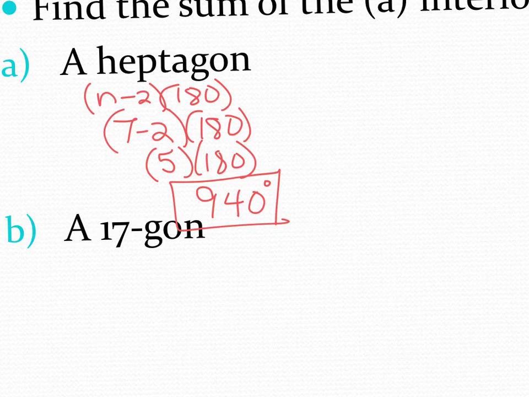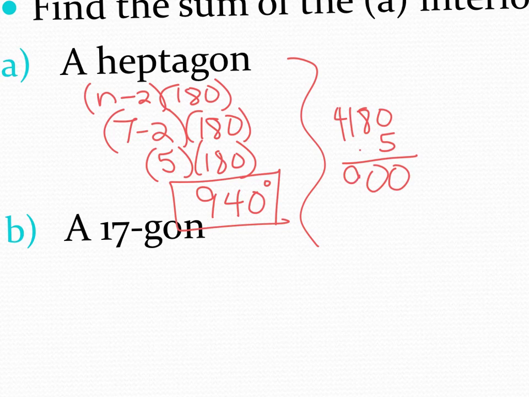Now B says find the sum of the exterior. Did I do that wrong? 180, I just probably, yep. Oh, that would help if I did the right thing. Hang on. Here we go. There we go. Just making sure you're paying attention.